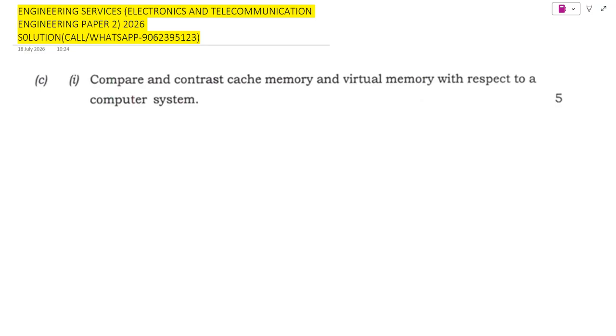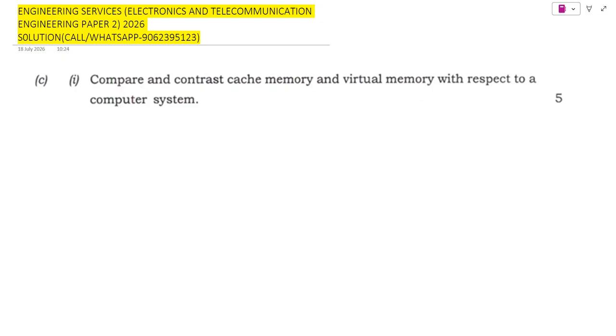Okay, so first, before comparing them, we should first understand why both exist. So let me ask you a question. What is the biggest challenge in computer memory? The challenge is balancing speed and capacity. We want memory to be very fast, and at the same time we want memory to be very large. But unfortunately, fast memory is expensive while large memory is comparatively slower.